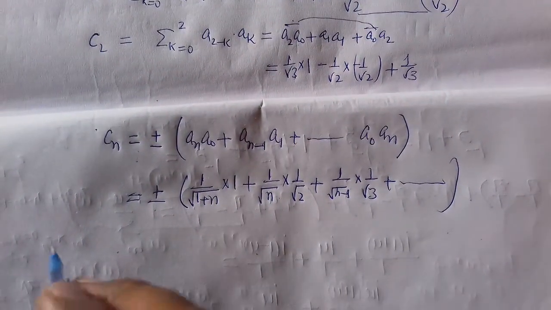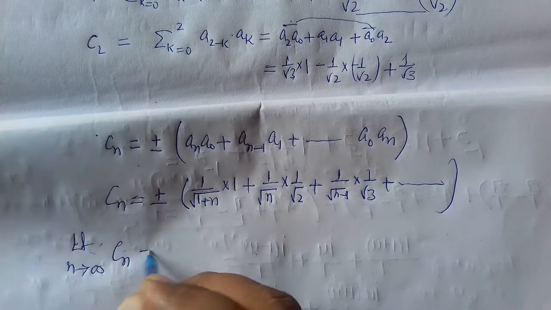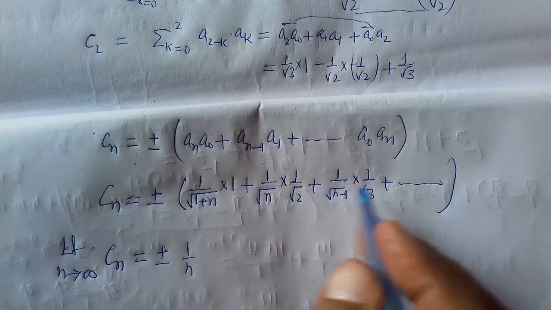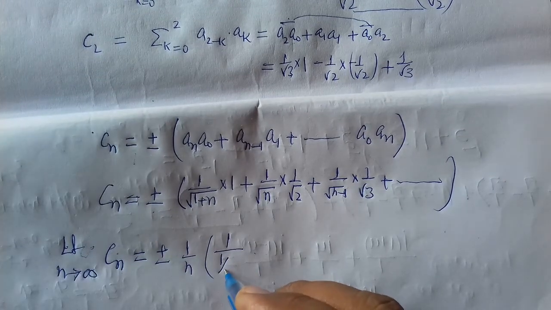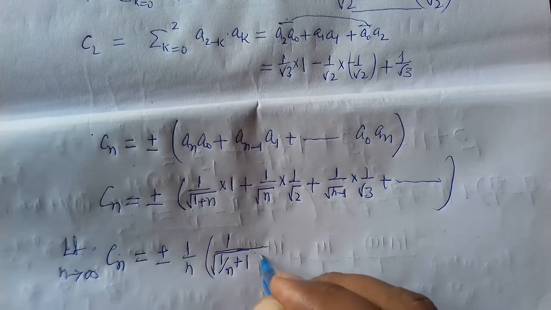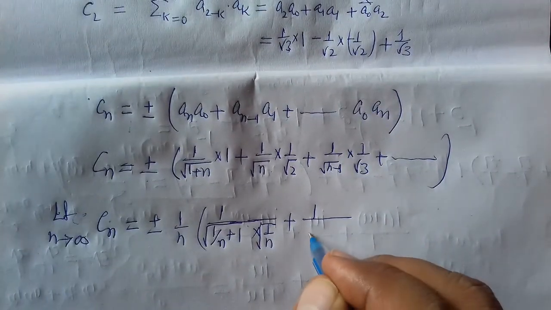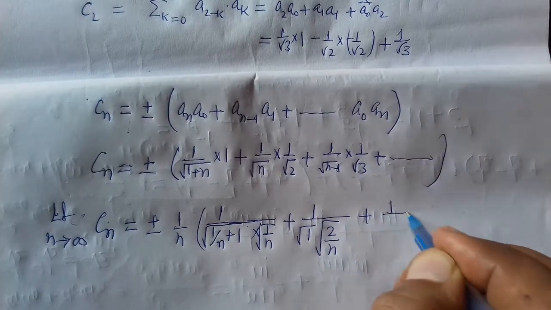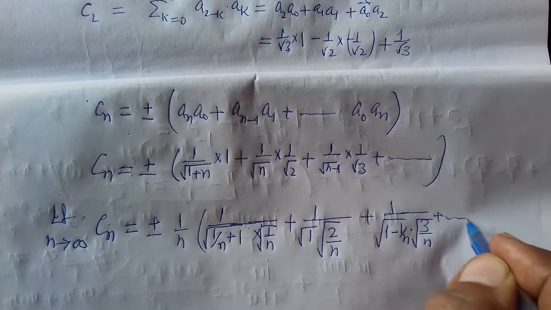Now if we take the limit as n tends to infinity of Cn, then this can be written as plus or minus 1 by n, and here 1 by n can be inserted inside the bracket, so this will be the sum of 1 by root of 1 by n, times 1 by root of 1 plus 1 by n, plus 1 by root of 2 by n, plus 1 by root of 1 minus 3 by n, and so on to infinity.